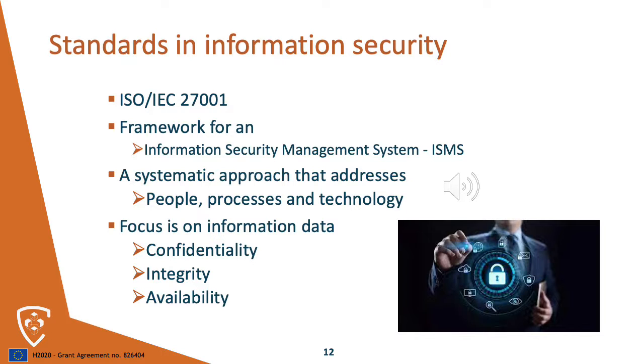ISO 27001 focuses on protecting three key aspects of information: confidentiality, integrity, and availability. By confidentiality, we mean that information is protected and not disclosed to unauthorized people, entities, or processes. By integrity, we mean that the information is complete and accurate and is protected from corruption. Availability means that information is accessible and usable as and when authorized users require it.